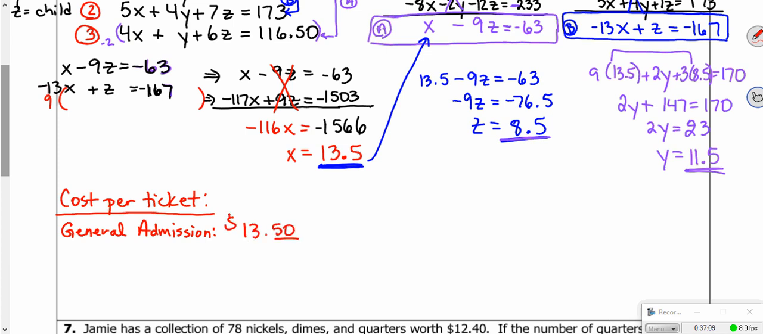$13.50. Our senior citizen. That was our y, so that was $11.50. Sorry, old habit, I always underline the decimal part when I'm doing money. Back in my accounting class days, we did that. And then child ticket is $8.50.